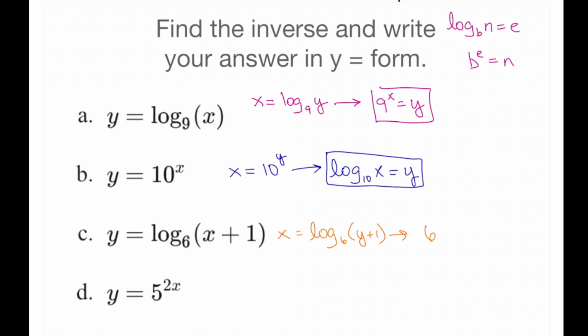Which one's our exponent? x. Yep, all right, go back to this. 6 to the x equals y plus 1. Subtract it. Oh, look at you. Can't fool you. Yep, 6 to the x minus 1 equals y.